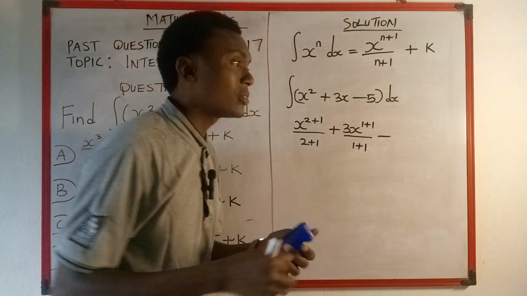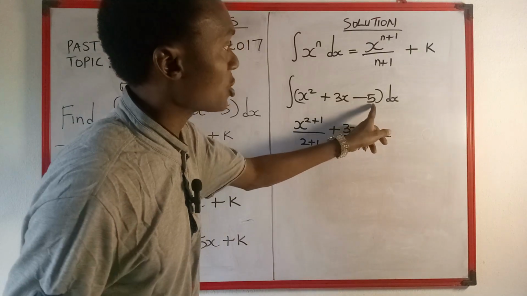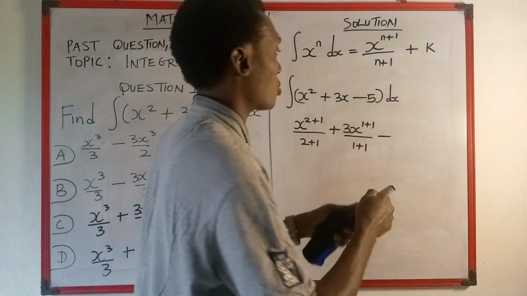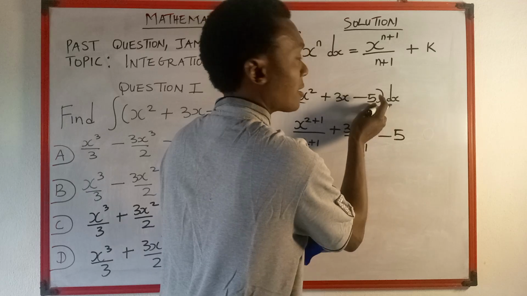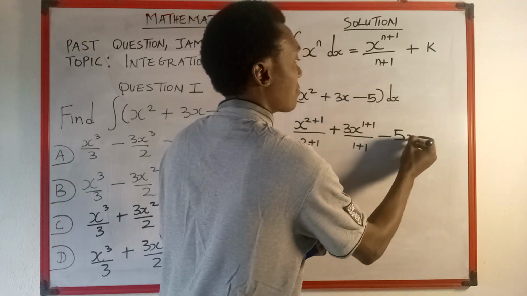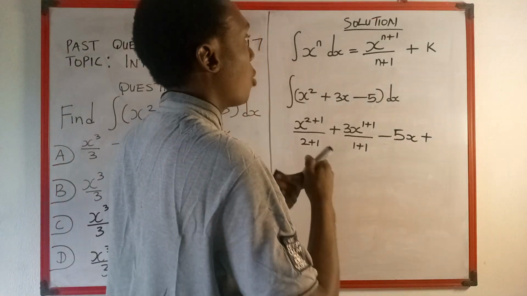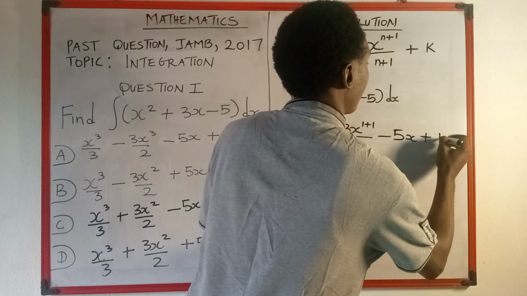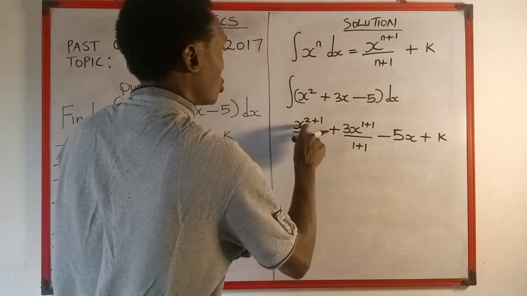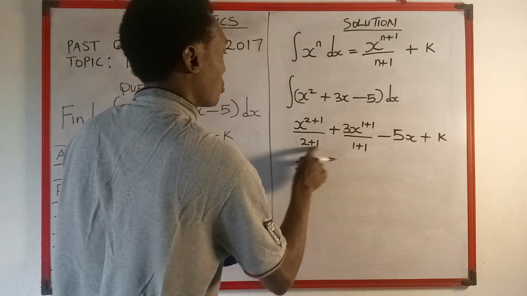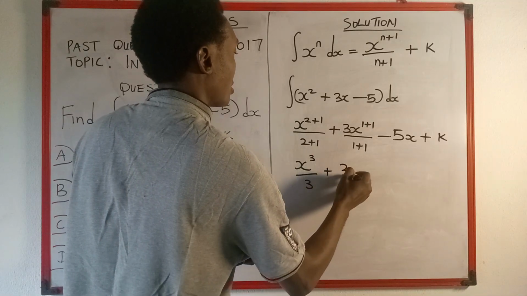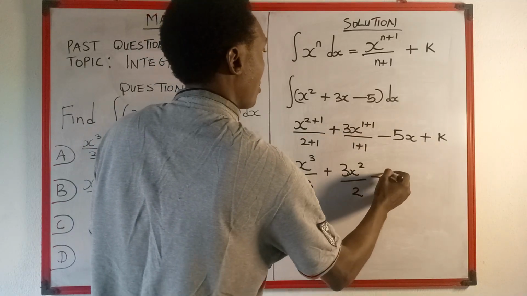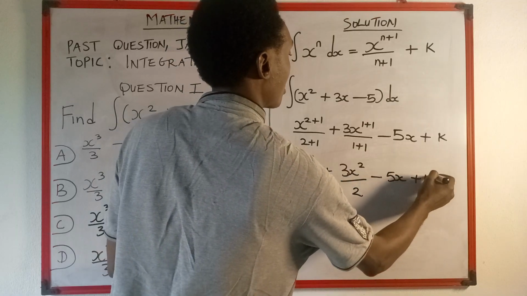Now, anytime you are integrating a constant, because 5 here is a constant, why? Because a variable is not attached to this 5. So anytime you are integrating a constant, you just add s to it. So we're adding s to this 5, plus our k that we are seeing here. So s to the power 2 plus 1 is 3, over 2 plus 1 which is 3, then 3s to the power 1 plus 1 is 2, over 1 plus 1 which is 2, minus 5s plus k.